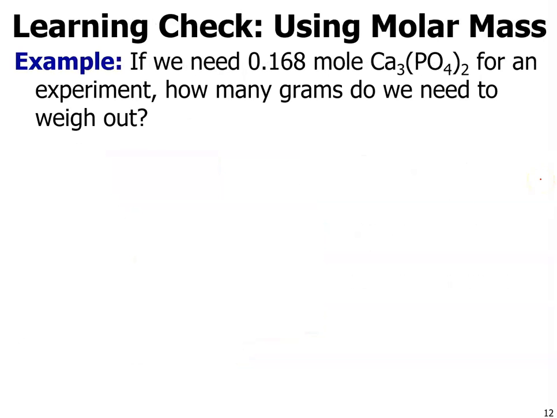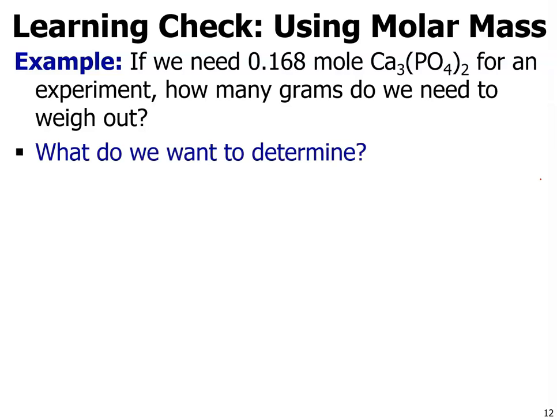All right, so I'm going to have you do a problem here where you're going to calculate: if we need 0.168 moles of calcium phosphate for an experiment, how many grams do we need to weigh out? So this you should be able to complete on your own. I'm going to remind you, what do we need to determine? Every time you're solving these problems, what is it that your outcome is going to be? We want grams, right? So grams is going to be really important because you will need to find a conversion factor that is going to provide grams for you.